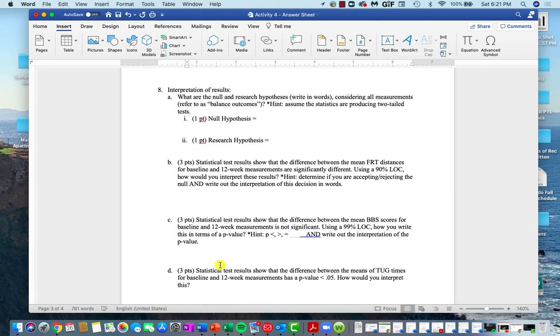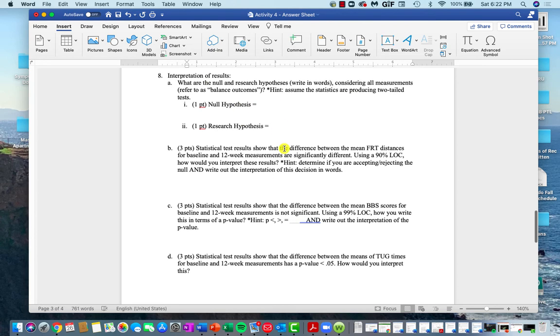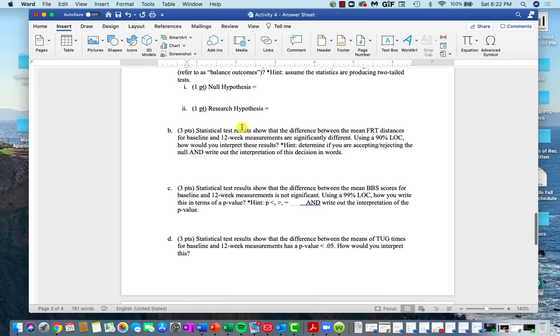Alright, and then I wanted you guys to practice interpretation of results. Okay, so you're going to write out what the null and the research hypotheses are, write them out in words, considering all measurements. So you're just going to refer to all of those as balance outcomes. So instead of writing FRT, TUG, and BBS, just write balance outcomes. You're going to assume statistics are producing two-tailed tests. Okay, so that should give you a hint on how you're going to write your hypotheses. Remember that these should be mutually exclusive, so that's another hint.